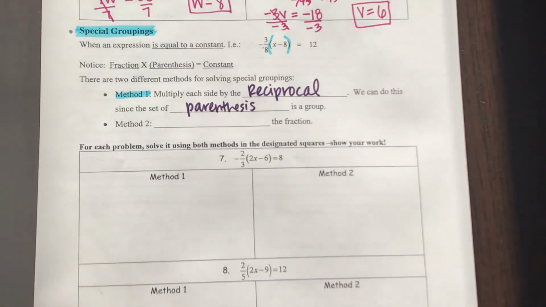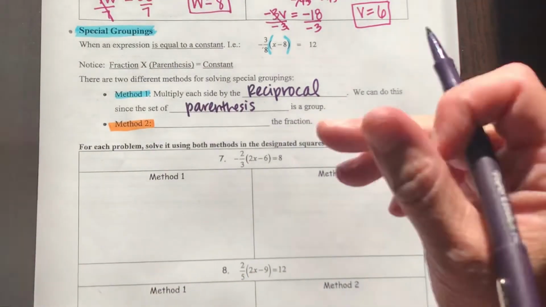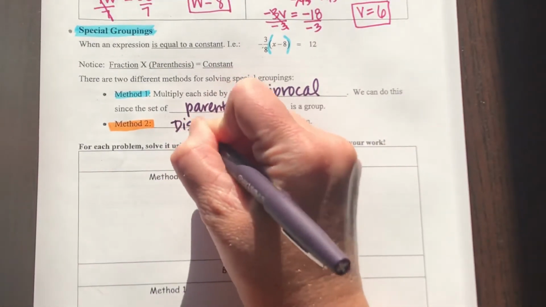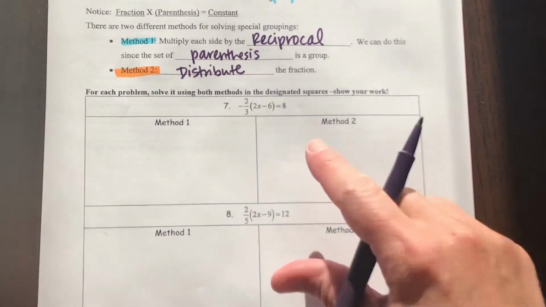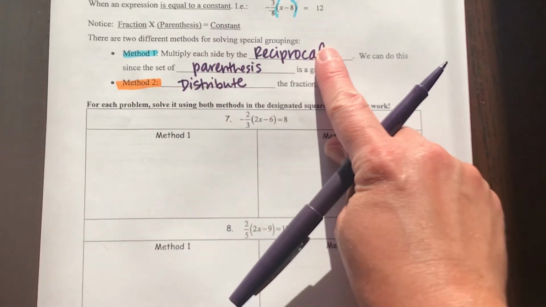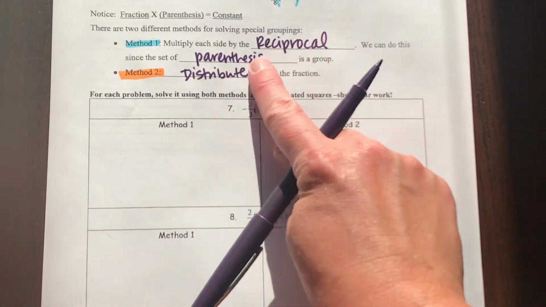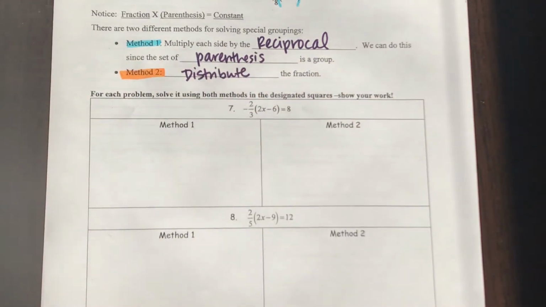Another method would be to distribute that fraction. I will show you two examples with each method. The first method, what I'm going to do is multiply by the reciprocal first. So I'm going to do that method first.